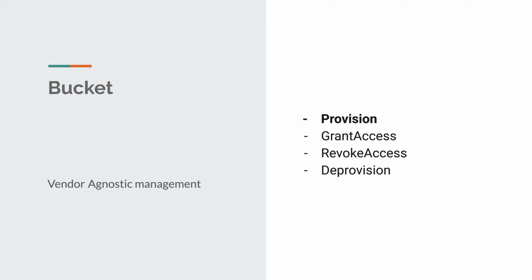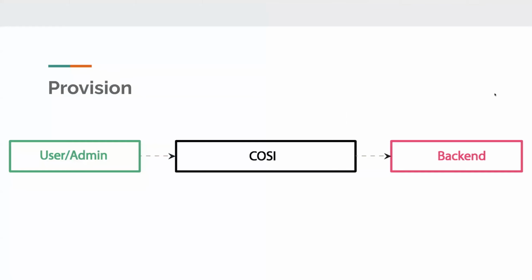Provisioning is basically creating a bucket, or checking that the bucket exists in the backend. So what's the backend here? We've defined 3 separate components. The one on the left is the user or admin. The middle is COSI, which is our system. And third is the backend, which is the cloud or the object storage provider that actually creates the bucket. The workflow is: the user or admin creates a bucket or requests a bucket to be created, and the system understands this request and then communicates with the backend to provision this bucket.